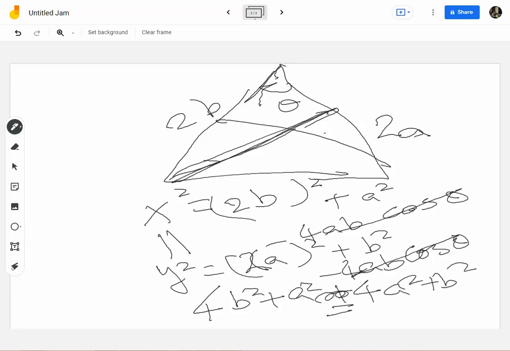Therefore 3b squared equals 3a squared. Therefore a equals b, because a and b are both greater than 0. The second one we got it, okay? So let's go to the third one.